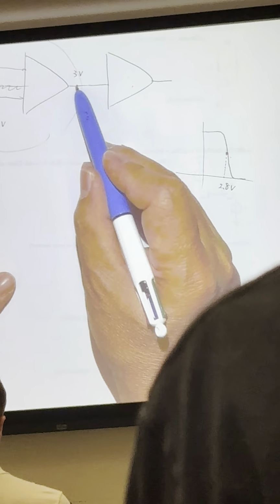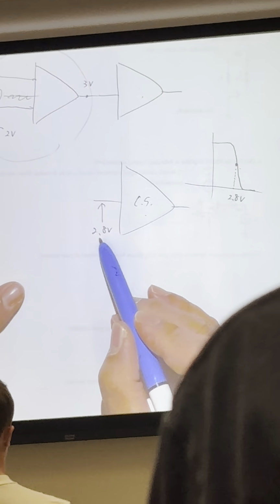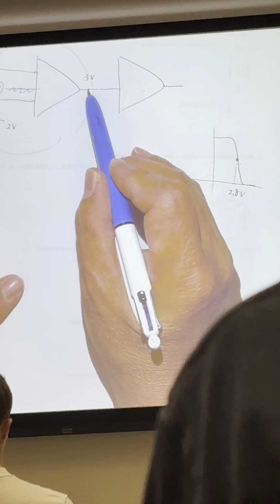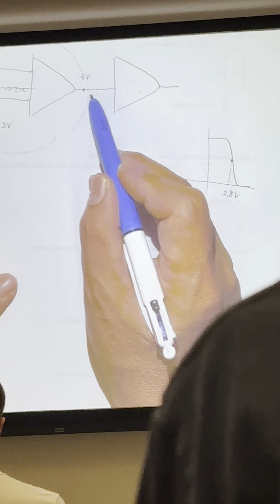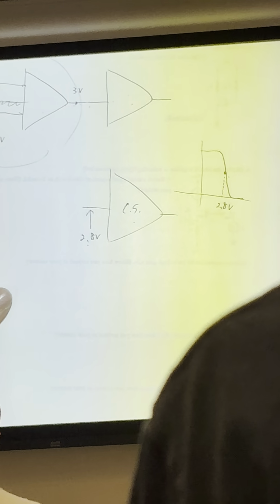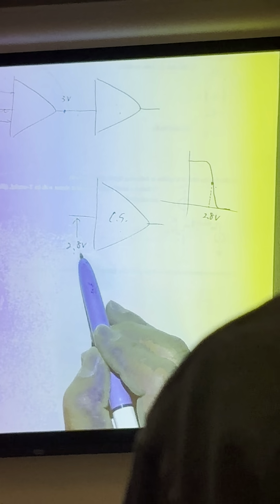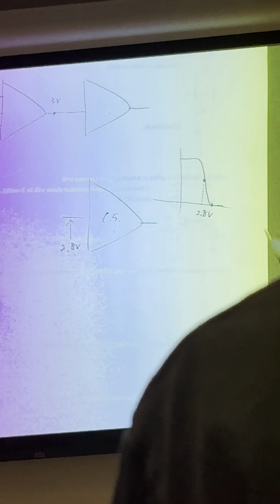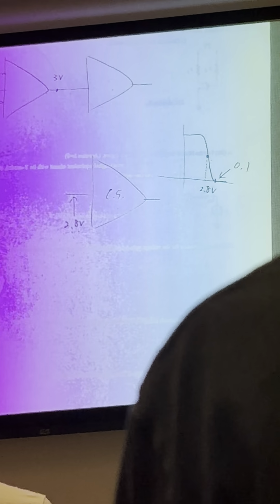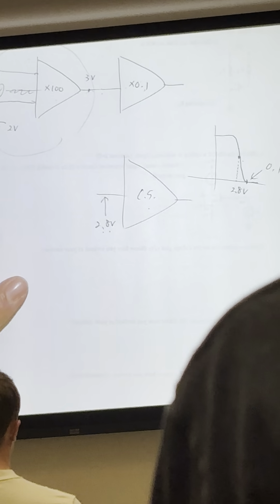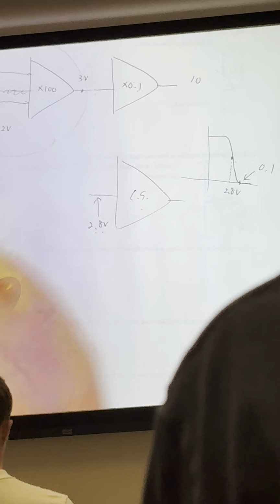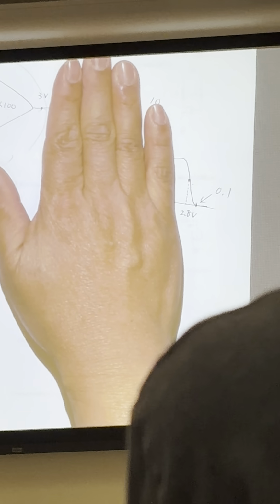But if you connect this to the output of the first stage, it's not 2.8 volts, it's already set to 3 volts, because the input of your second stage is determined by the output of your first stage. So it's not 2.8 volts. So where is the 3 volts? Your 3 volts is here. So you don't have any gain. Maybe your gain is almost 0.1. So although the gain of the first stage is 100, the gain of the second stage is 0.1, your final gain is now only 10.